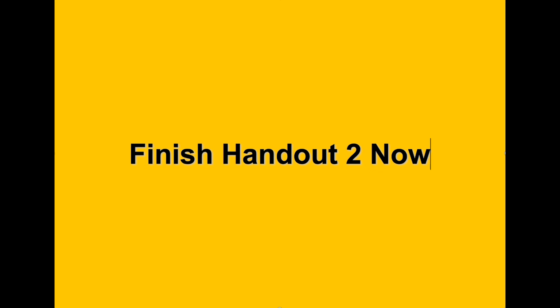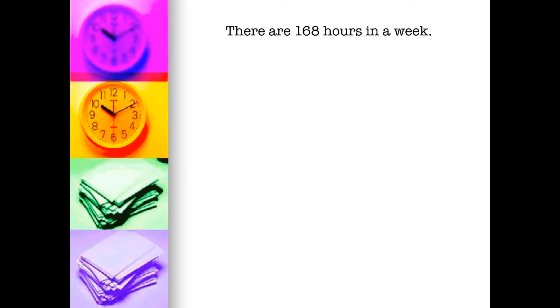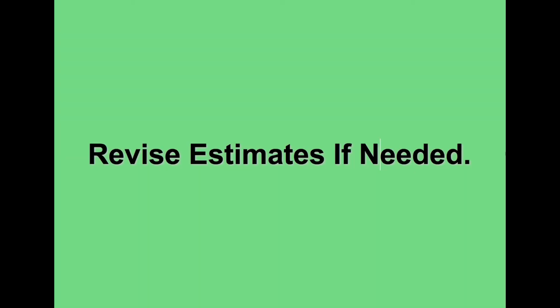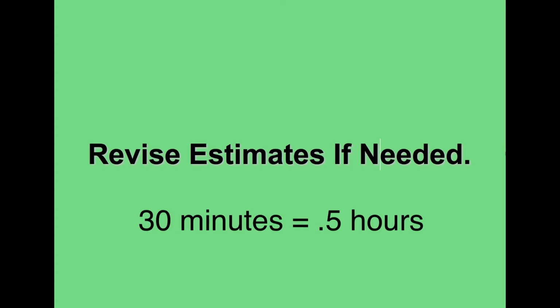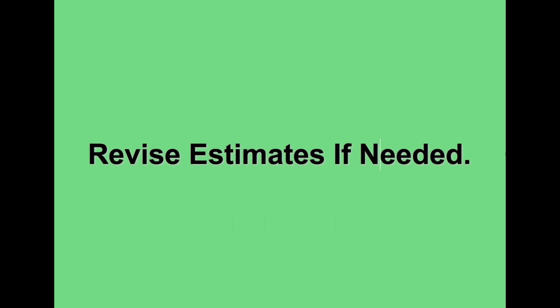So how did you do? What is your total number? There are 168 hours in a week. If your total is more than 168 hours, it's physically impossible, so go back and revise your estimates. Keep in mind that if it's an activity that was 30 minutes, you should add it as 0.5 of an hour. Pause the video to get the accurate number and we can move forward.